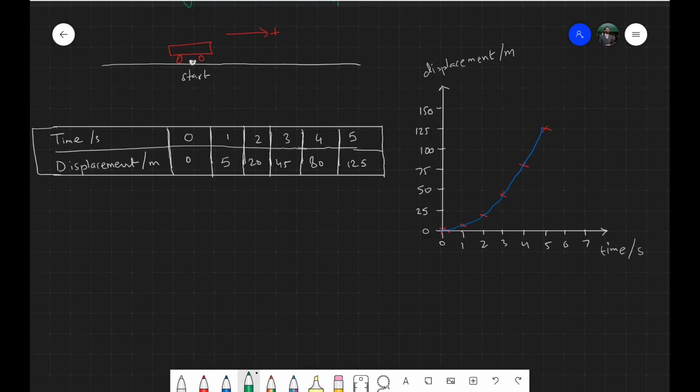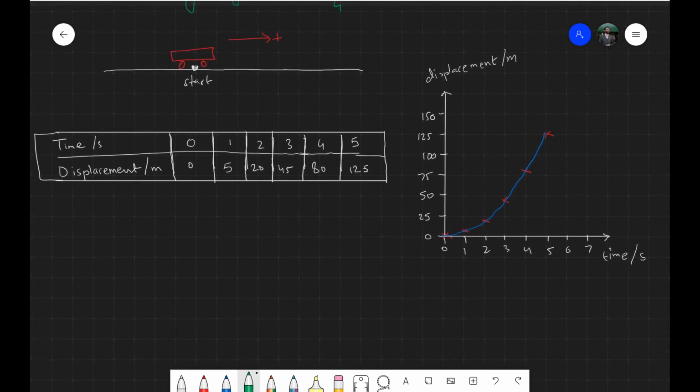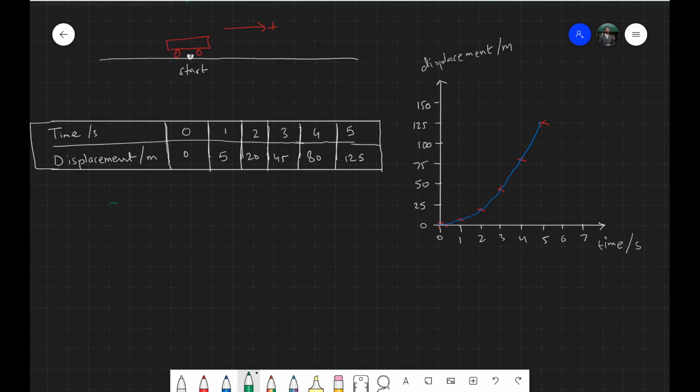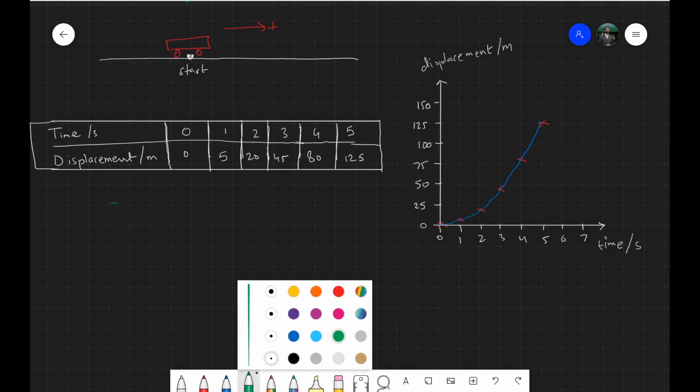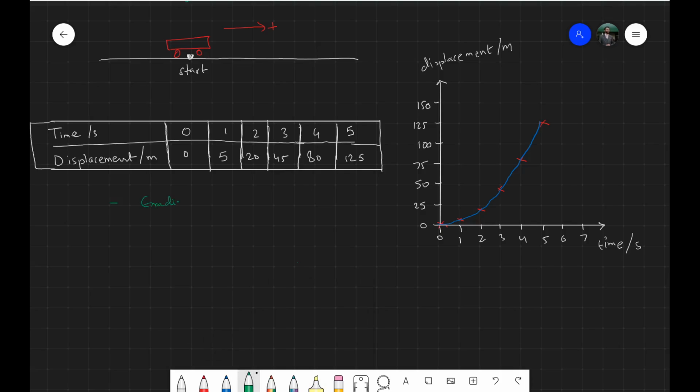And for a curve, the gradient is never constant, it's actually changing. Now the gradient is changing, which means velocity is changing. But how is the gradient changing? Well, if you look at this part of the graph and then compare it with this part of the graph, you can see that the later part is much steeper. So we can conclude that the gradient is increasing. Therefore, velocity is increasing.